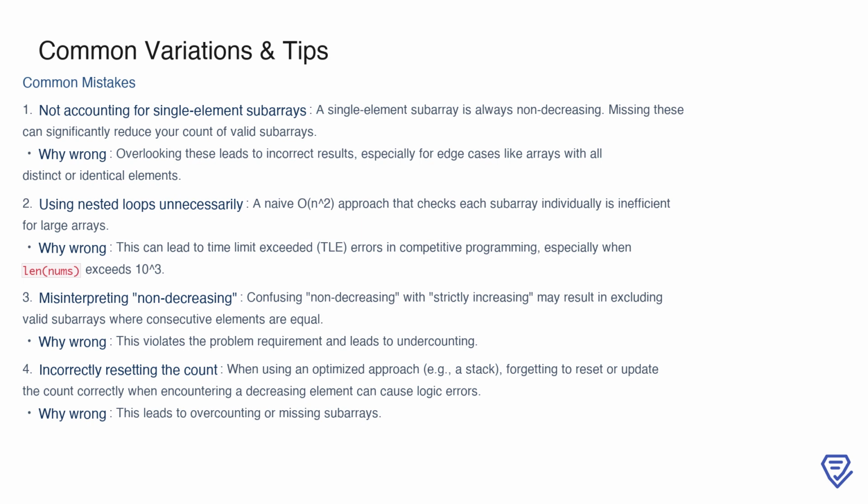First, it's essential to account for single-element subarrays. Each of these is inherently non-decreasing, so failing to include them can result in an undercount, especially in edge cases like arrays where all elements are distinct or identical. Another common error is relying on nested loops to evaluate each subarray individually, which leads to an O(n²) time complexity. This approach is not suitable for large inputs, as it can result in time limit exceeded errors, especially when the array length exceeds 10 cubed.